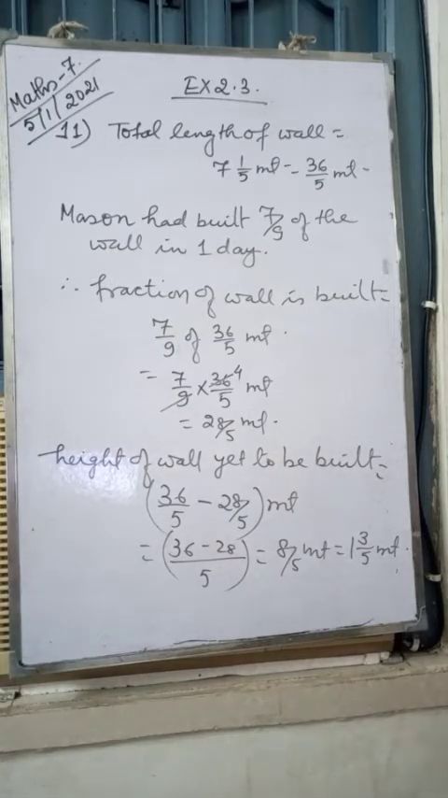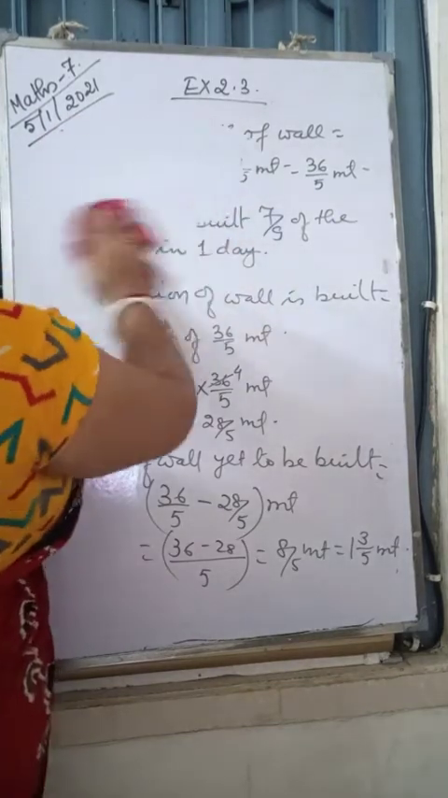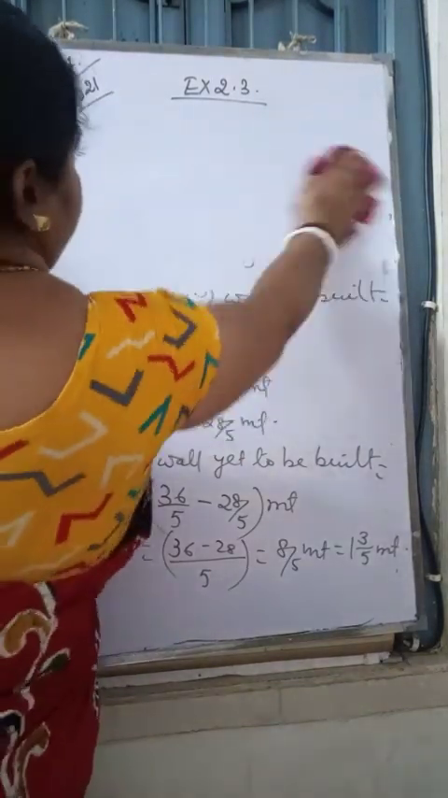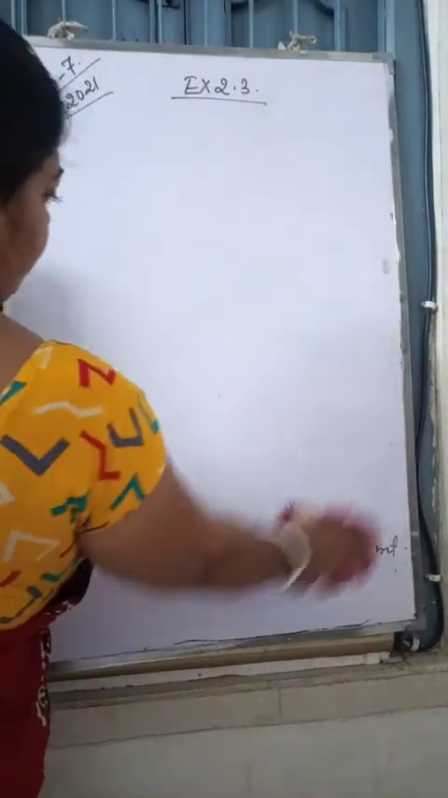Then question number 12, it says a refrigerator was sold at 7 by 8 of its original price. If its original price was rupees 24,000, for how much was the refrigerator sold and what was the discount given? Now the original price of refrigerator is 24,000. It was sold at 7 by 8 of its original price. So at what price it is sold? We'll find out.